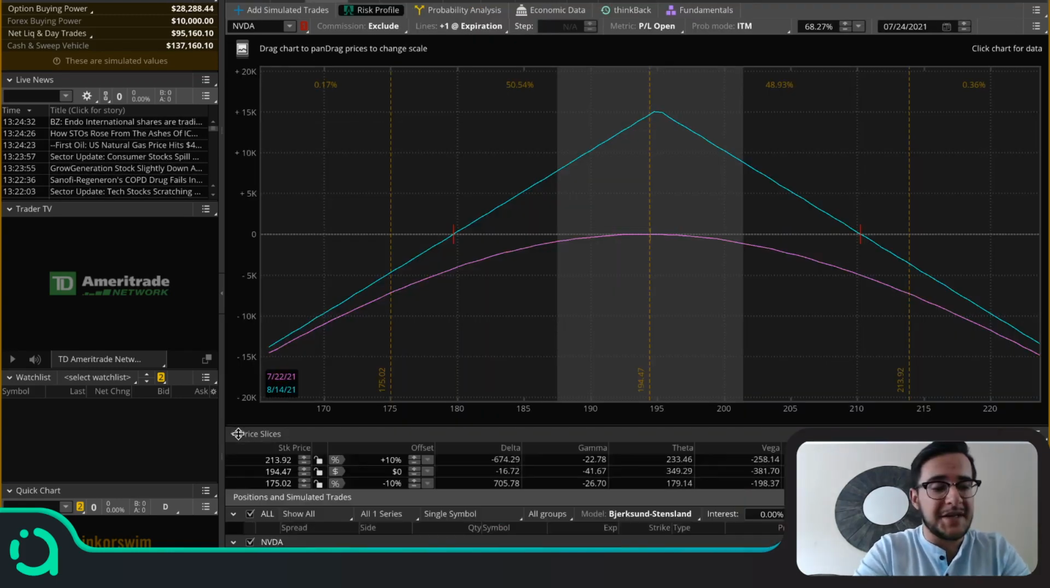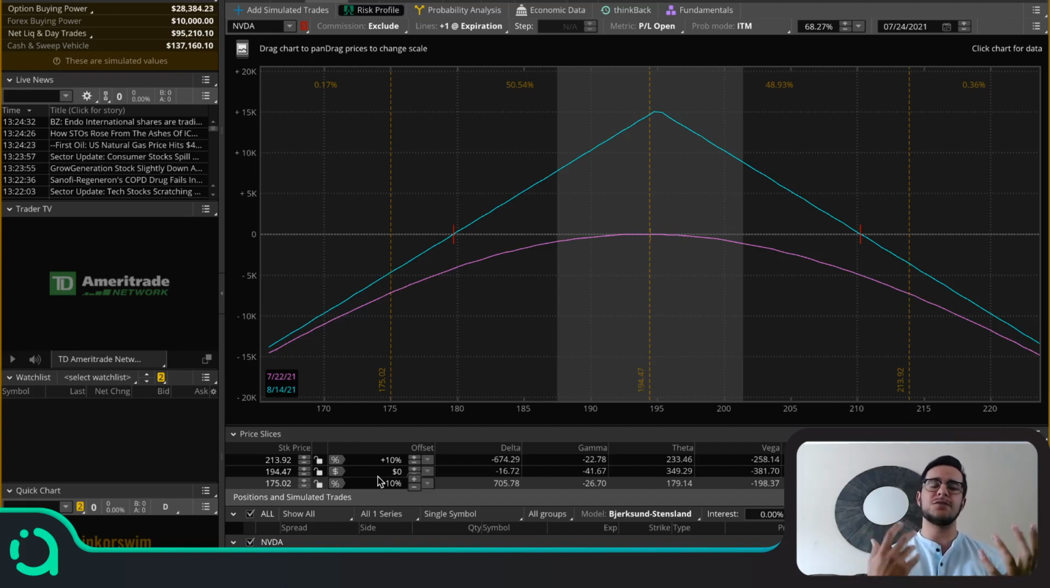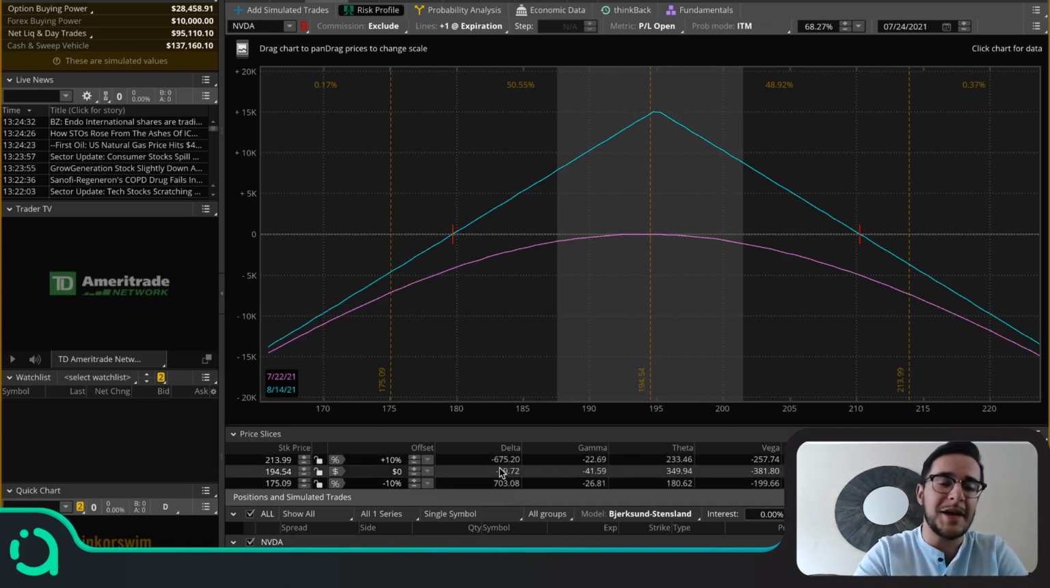So let's take a look at our price slices so we can see what our exposures are with this trade. Always remember, any trade structure just gives you a different exposure in the market. It's really all about what you are trying to express in the market. That's what really matters. The structure is just how you say it. So what we can see here is my current structure at the price the stock is currently at. I have minus 19 delta, so not completely flat, but not a ton of exposure there. Minus 41 gamma, which is what we wanted.